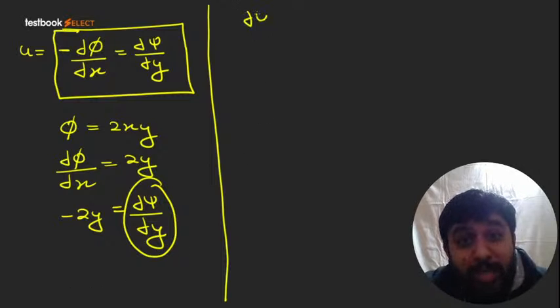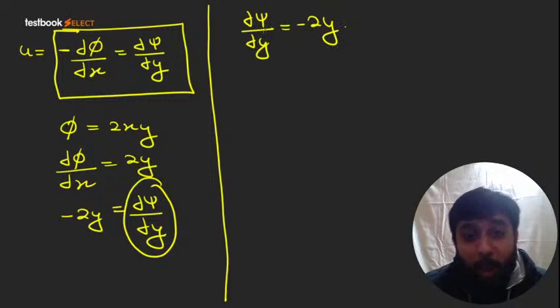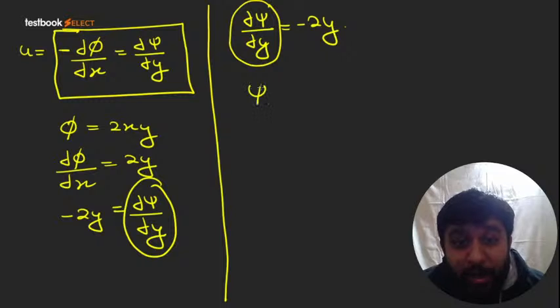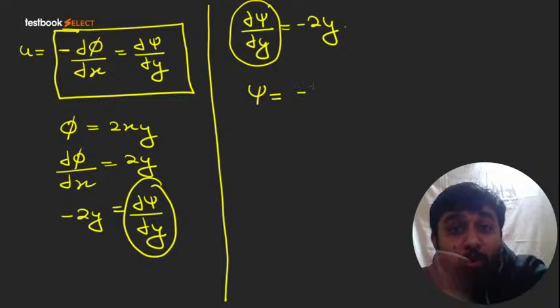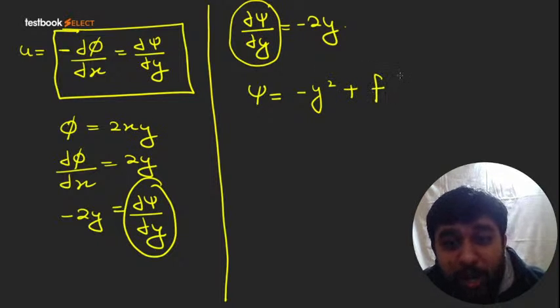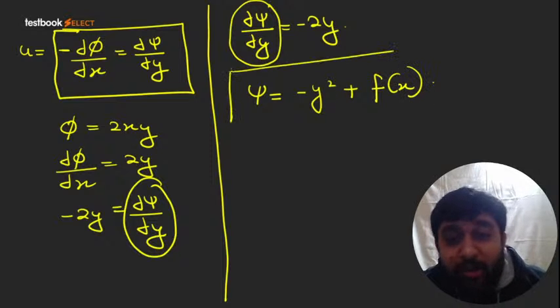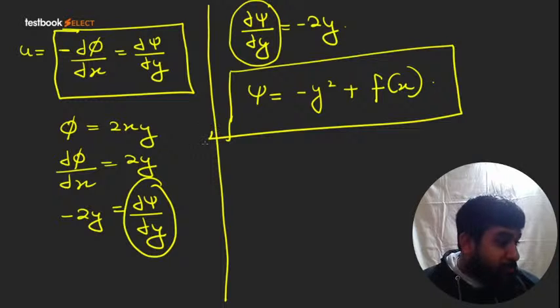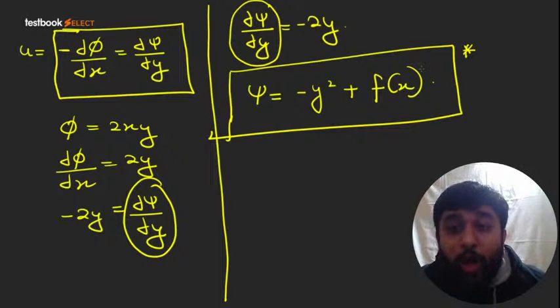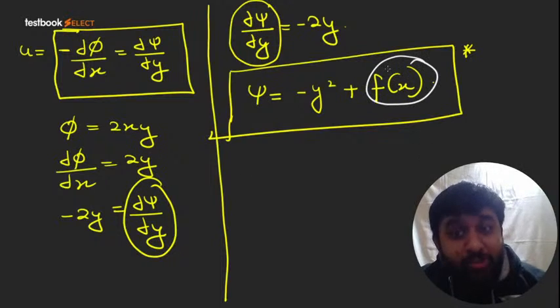Now check del psi by del y. So del psi by del y is equal to minus 2y. Now please check, when I was performing this differentiation, it is partial differentiation with respect to y. So x was treated as constant. So if you go back, if you integrate again, you will have minus 2y square by 2, that is minus y square plus a constant of integration. But instead of a constant of integration, we will have a pure function of x. I hope everyone knows this. That in case of partial integration, you do not put a constant of integration but a function of integration.